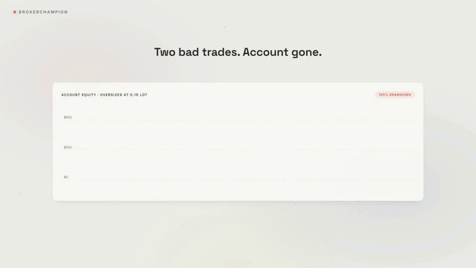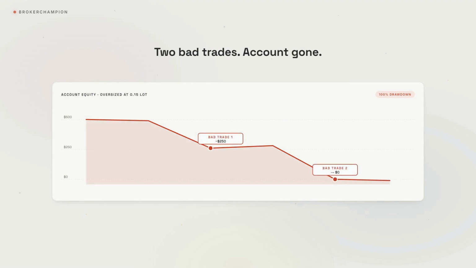And that's the trap. The broker's margin engine is telling you what you can open. Your account size is telling you what you should open. Most retail traders hear the broker, not the math. They open the $15,000 position. Two bad trades later, the account's gone.